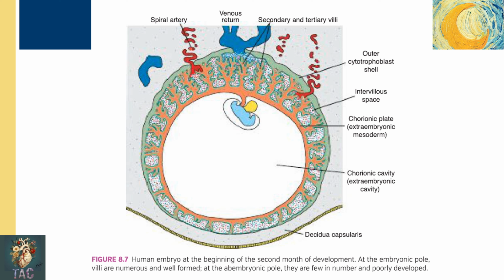preeclampsia and eclampsia, in which there is excessive proteinuria and also fits are present in the mother, and this condition is very dangerous. It's a leading cause of fetal death as well as maternal death. So this initial event, which occurs at nearly the 20th week of the gestation, is very important, in which the cytotrophoblastic cells invade and change these vessels.